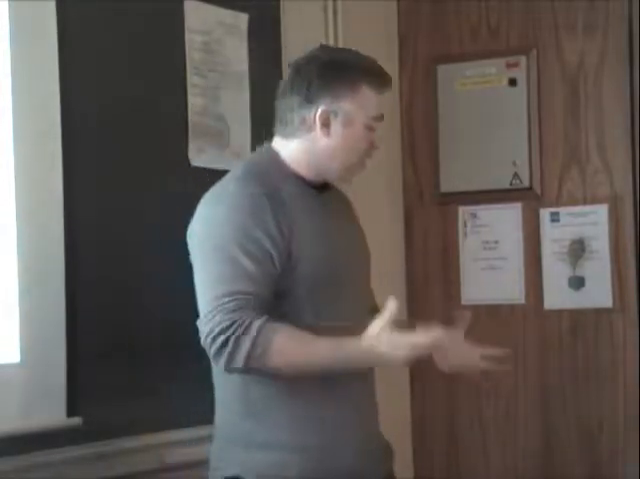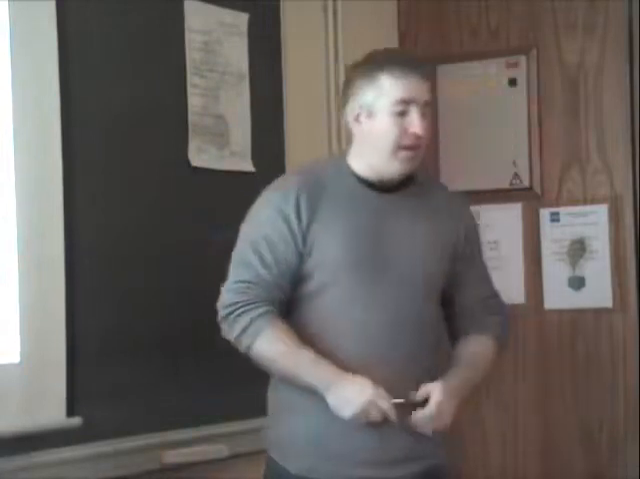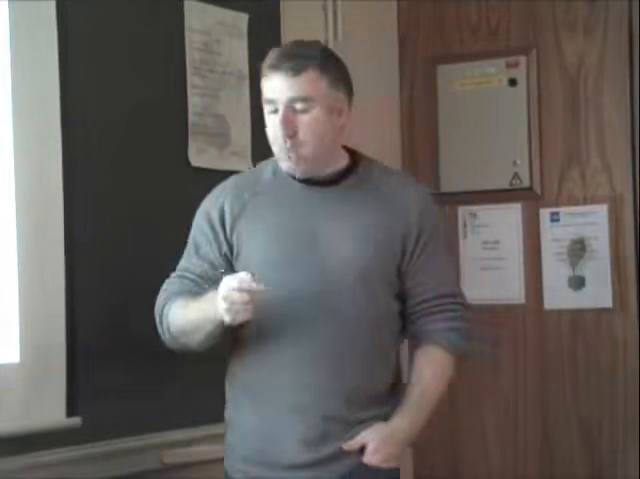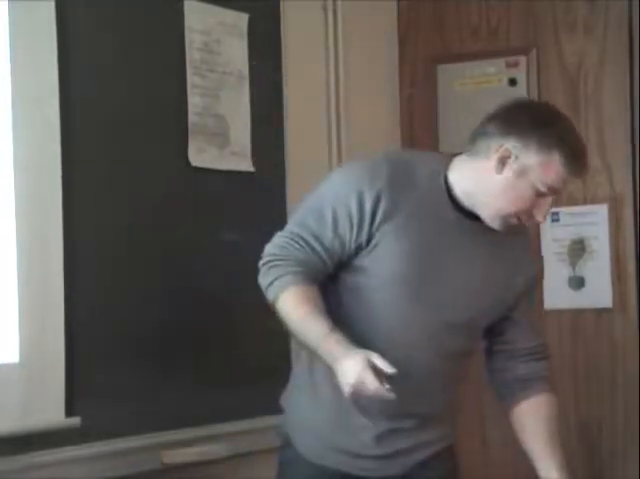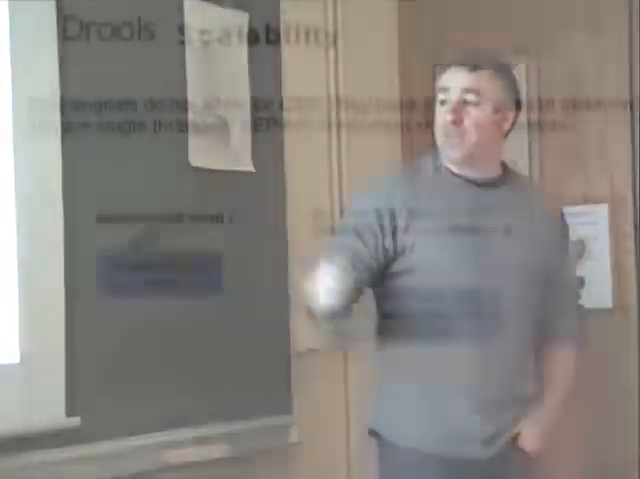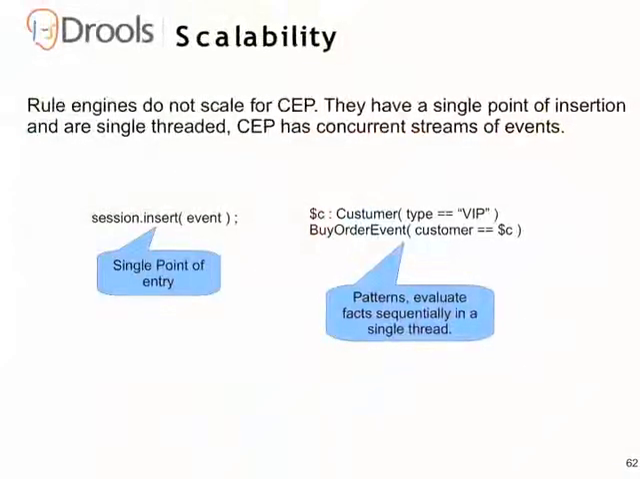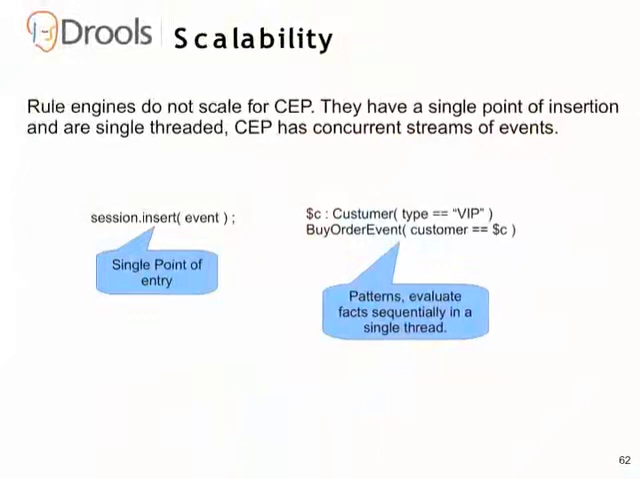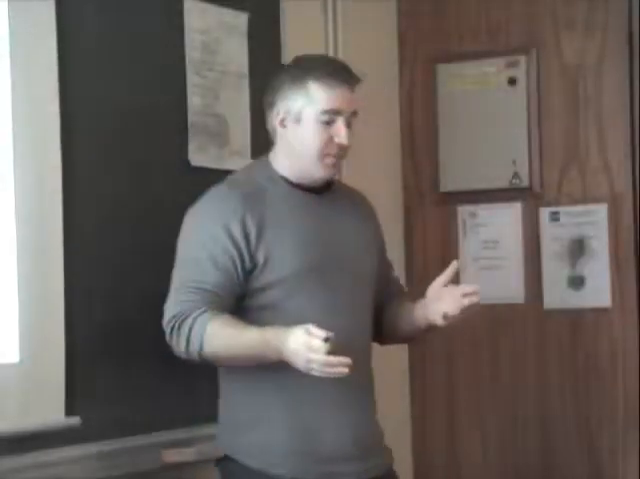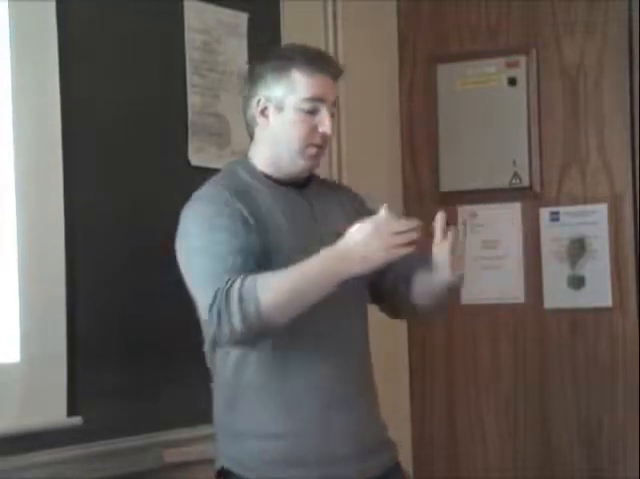And there's no reason why these systems can't be extended. So we've taken many of the things that are needed to address complex event processing and made it possible in a rule engine. First of all, a rule engine has a single point of insertion, which creates a bottleneck. If you've got 10 different queues or streams of data coming in, what you don't want is to have them all going through one funnel point.